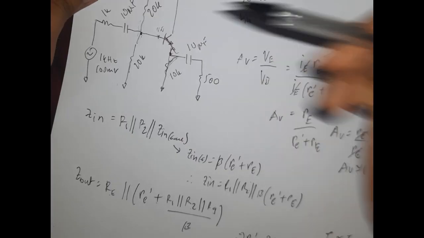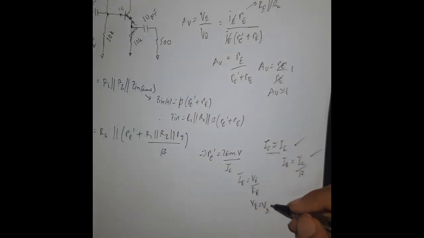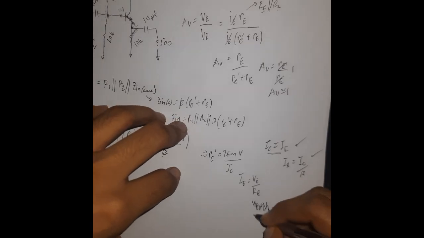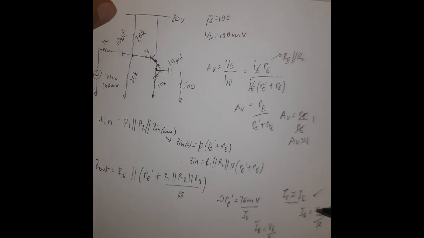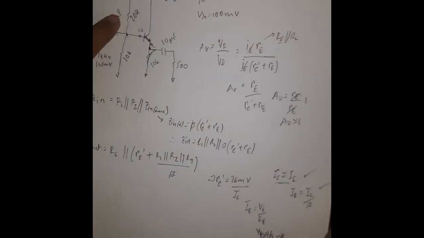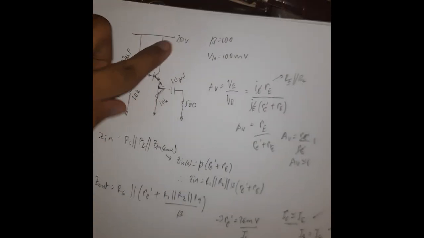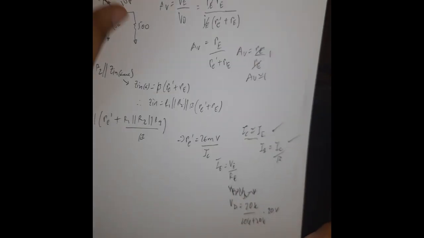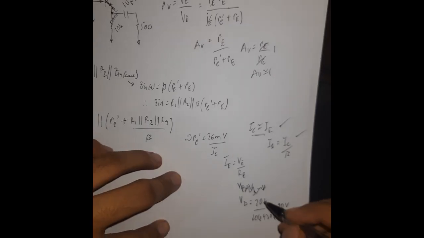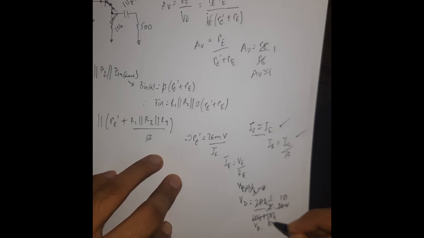For example, VE is equal to VD minus... The divider voltage VD is equal to 20K divided by 20K plus 20K, into 20 volts. That means we get half, 10 volts. VD is equal to 10 volts.